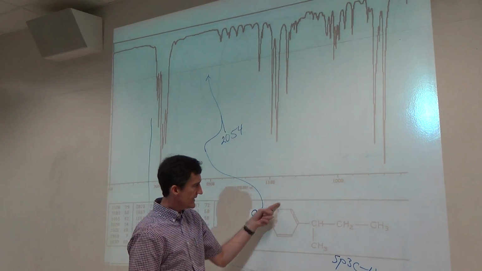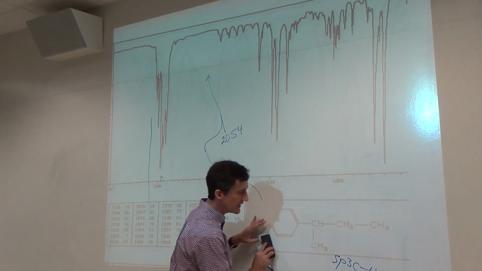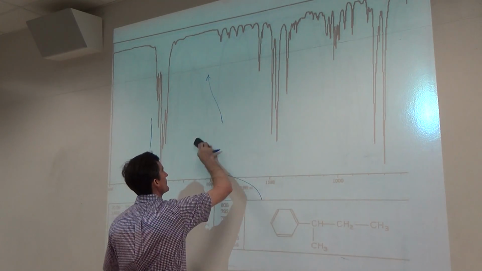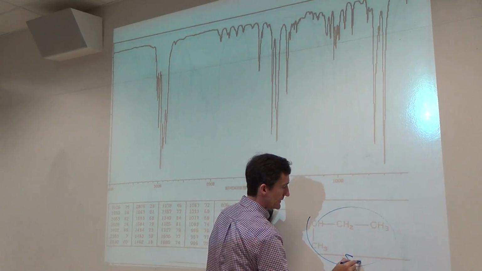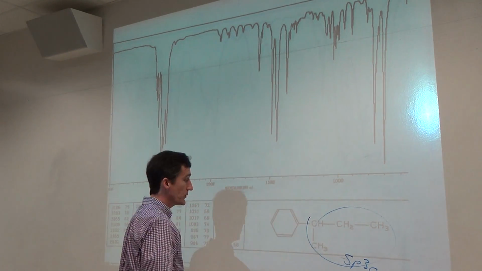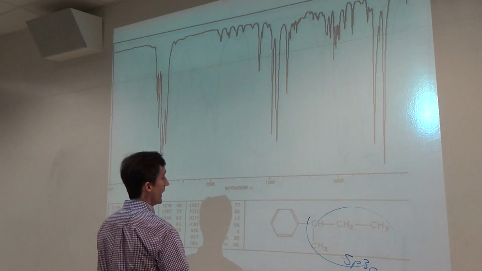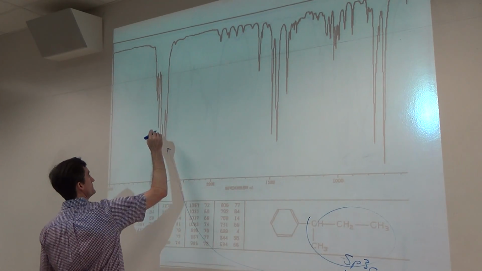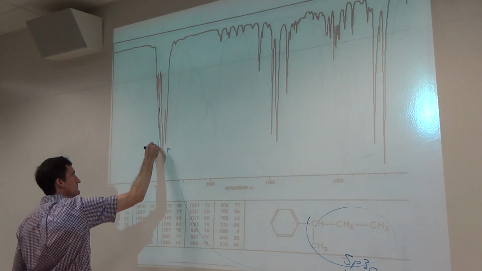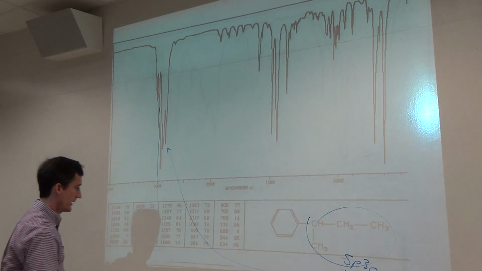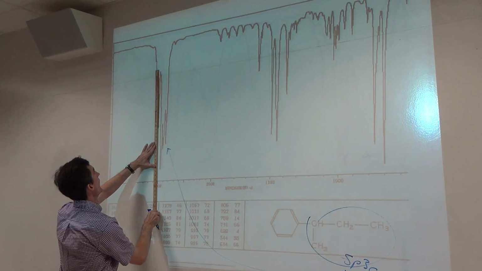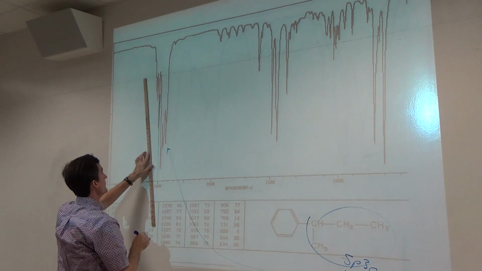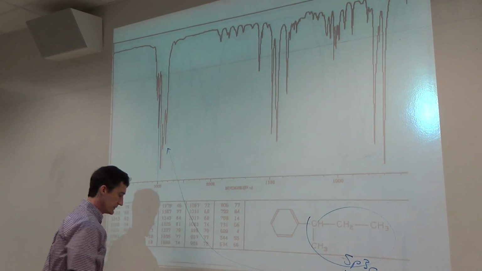Okay, in this compound we have an aromatic ring, a benzene ring, which is sort of the grandfather of all aromatics. We also have lots of sp3 CH, very common component of organic molecules. There you go. Let's draw a straighter line here. It's a magical line there at 3000.